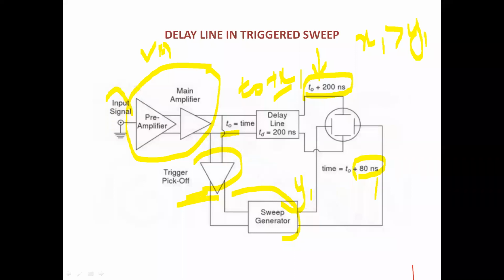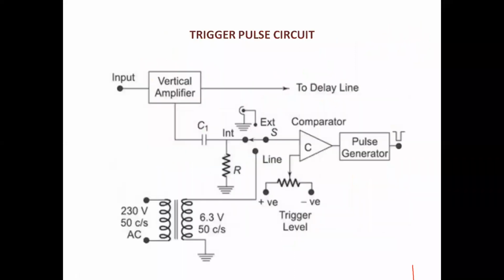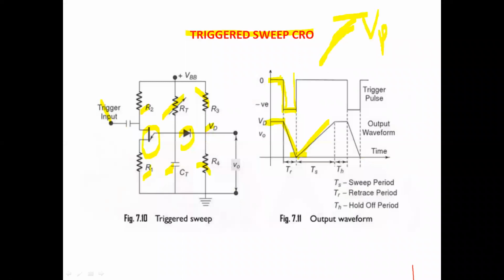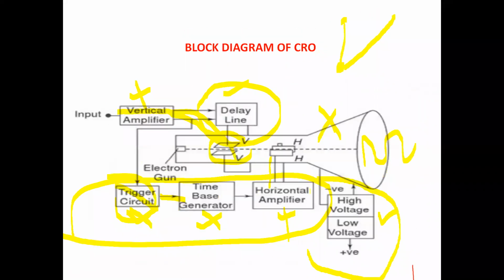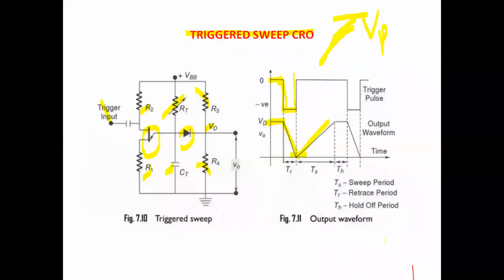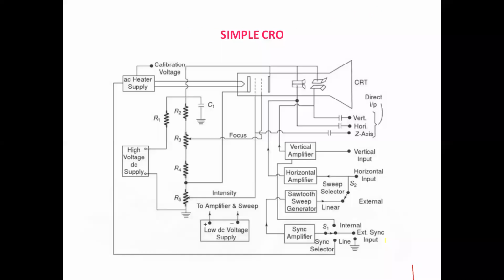So the remaining, the one and only the remaining block in the CRO is power supply. So this is the power supply. Look at here. Okay, so this is high voltage and this is low voltage. Two types of voltages are used in the CRO. So the purpose of the power supply block is high.